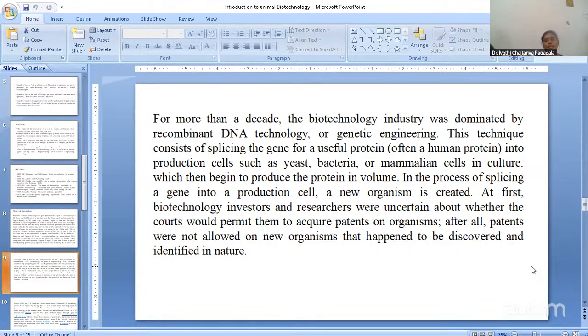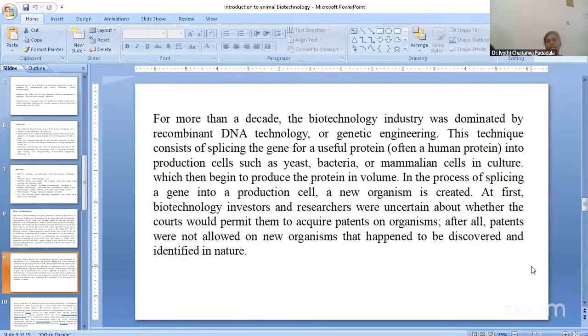In the process of splicing a gene into a production cell, a new organism is created. At first, biotechnology investors and researchers were uncertain about whether the courts would permit them to acquire patents on organisms. After all, patents were not allowed on discovered and identified natural things. Every biologist is familiar with the Ananda Chakrabarty case.